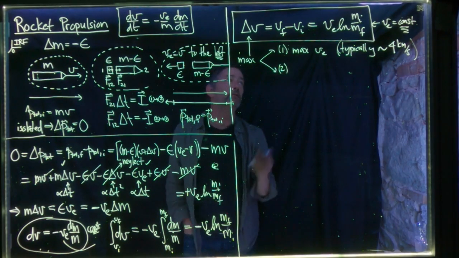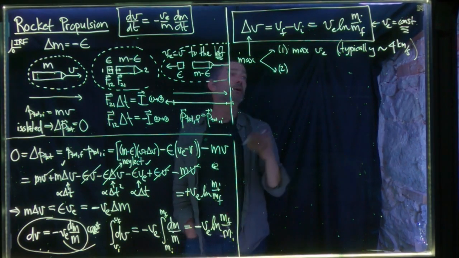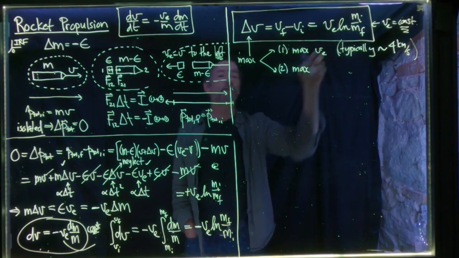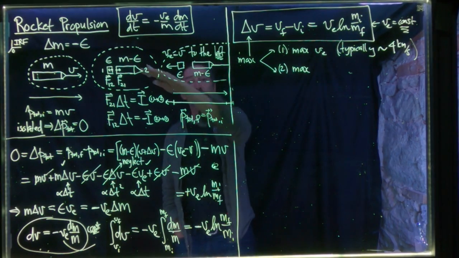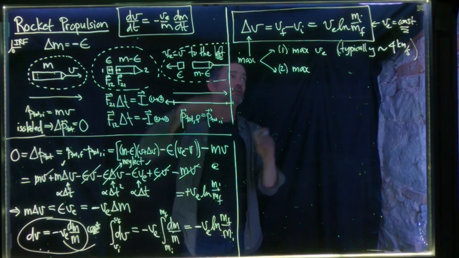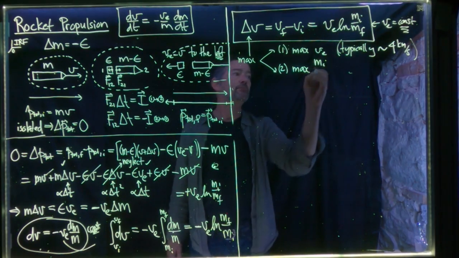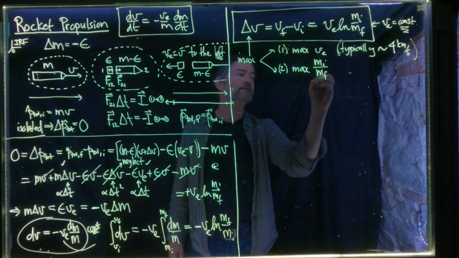The second thing we want to do to maximize the change in velocity of the rocket, the delta V of the rocket, is to maximize the logarithm. Now the logarithmic function is a monotonically increasing function, and so what we want to do is maximize the ratio of the initial mass of the rocket to the final mass of the rocket.